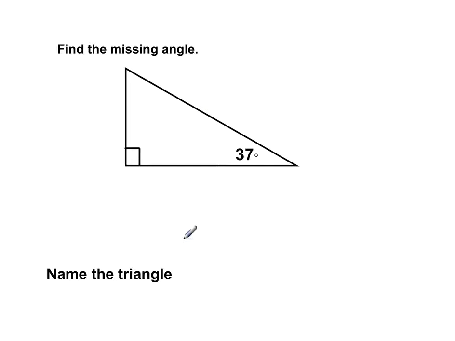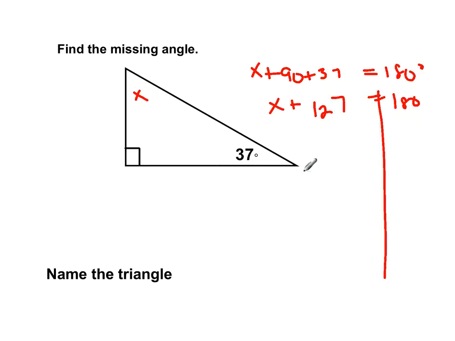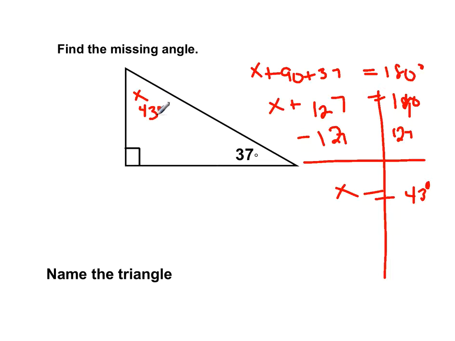So let's do this one. In this case, we know it has to equal 180. You could think of this in algebra too if this was x. X plus 90 plus 37 would have to equal 180 degrees. So x plus, add them together, combine your like terms, 127 would equal 180. You have a one-step equation. Minus 127 on each side. Your missing one would be 43 degrees. So you can do it with arithmetic or you can use algebra. None of the angles are the same, so none of the sides are the same. So this is a right scalene.